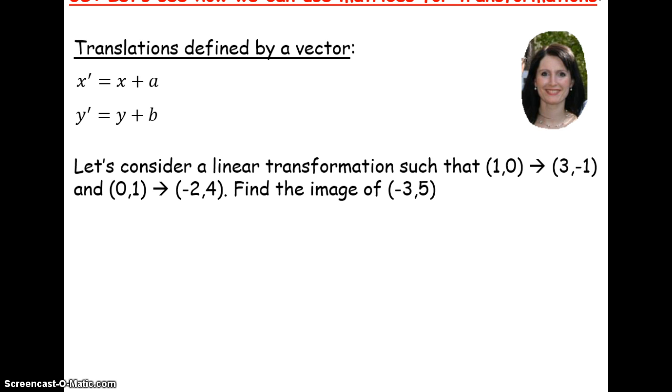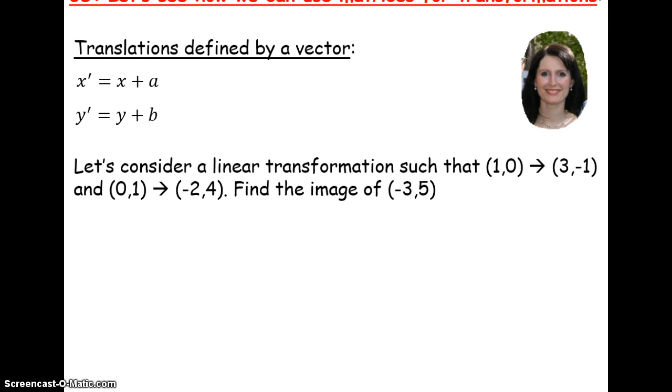Let's use an example to help us understand this. Let's consider a linear transformation, so linear is important there, such that the point 1, 0 maps onto 3, negative 1. That means that the original point 1, 0, when we do a transformation on our image graph, that point is now at 3, negative 1. So it's moved. And another point they give us is 0, 1. And when we do our transformation, that point moves to negative 2, 4 on the image graph.